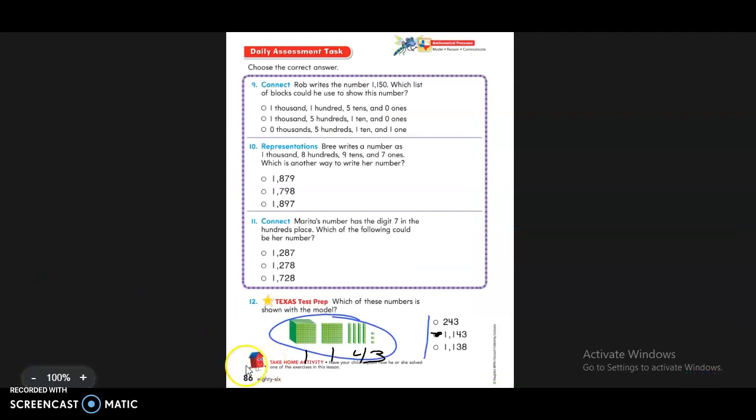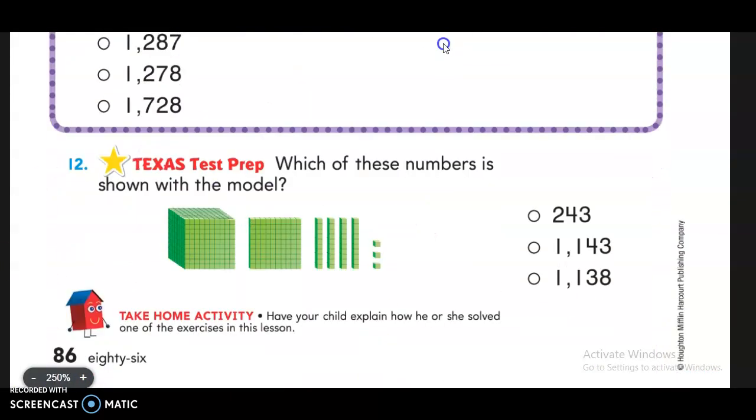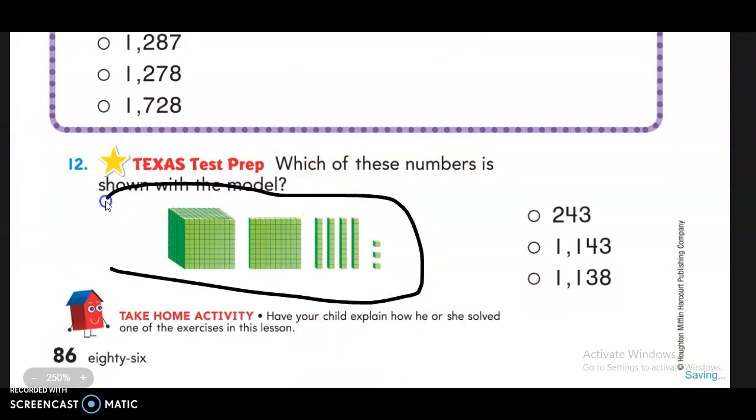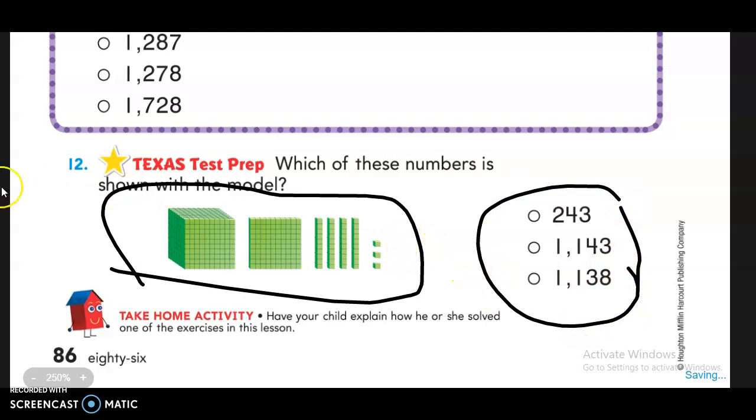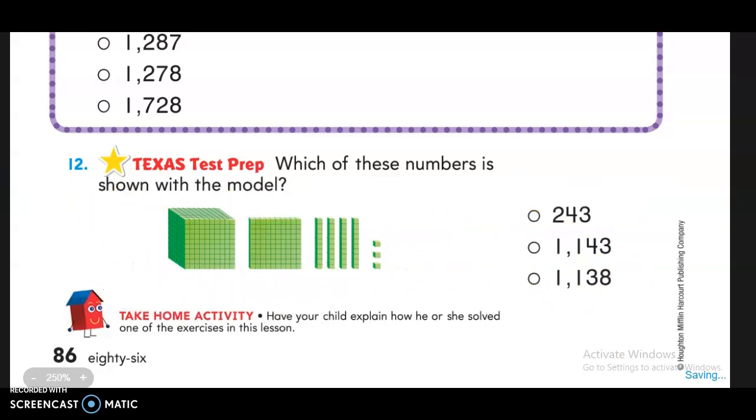Okay, next thing, let me quickly erase this so you don't see my answer. I want you to work this problem. Which of these numbers is shown in this model? So looking at this picture, tell me which of these numbers is shown in this picture. Go ahead and pause it and do so.